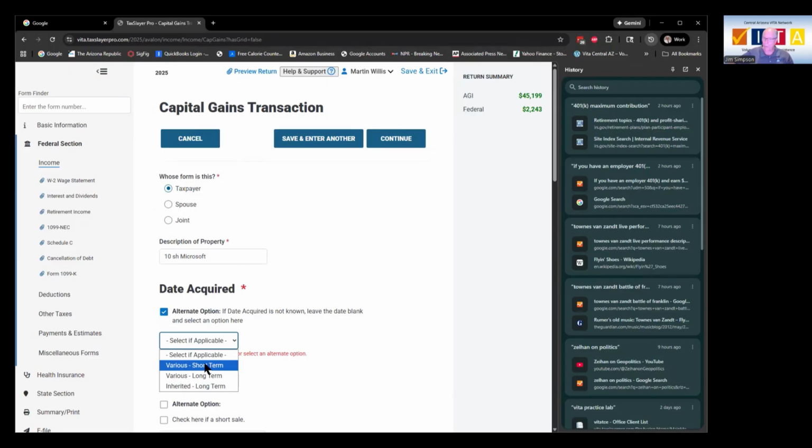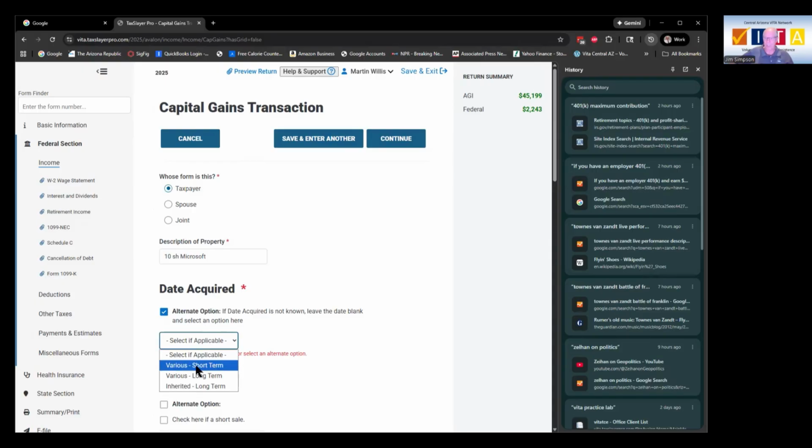Now I've got to know whether it's short term or long term. And I had skipped this part in the presentation. But if they inherited a stock, it's always considered long term. We hardly ever see any of that, but it could be.